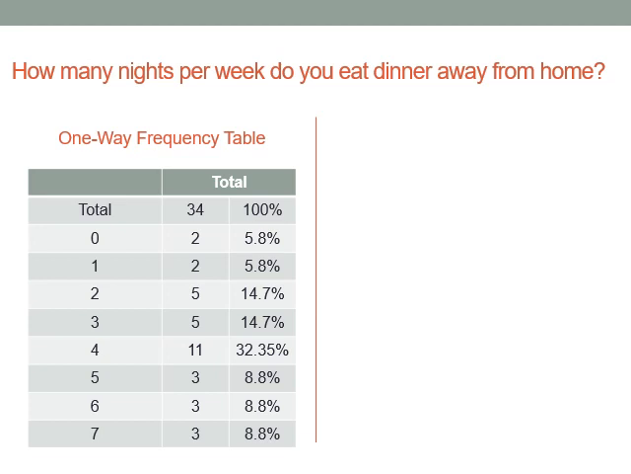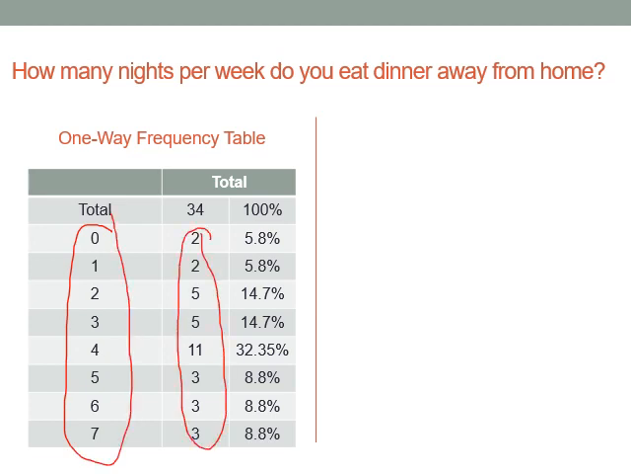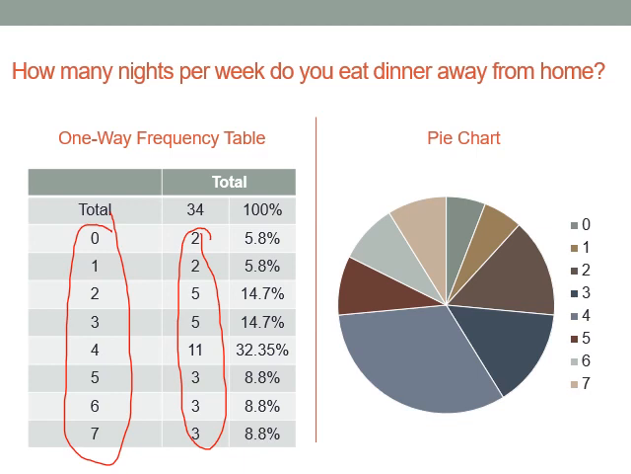Pie charts. We're all familiar with them. The data from a pie chart comes from a one-way frequency table. So here is that question that we saw in the beginning of the slides. How many nights per week do you eat dinner away from home? Here are the possible answers that people could give. Here's how many people gave each of those possible answers. Here's this information represented as a pie chart.